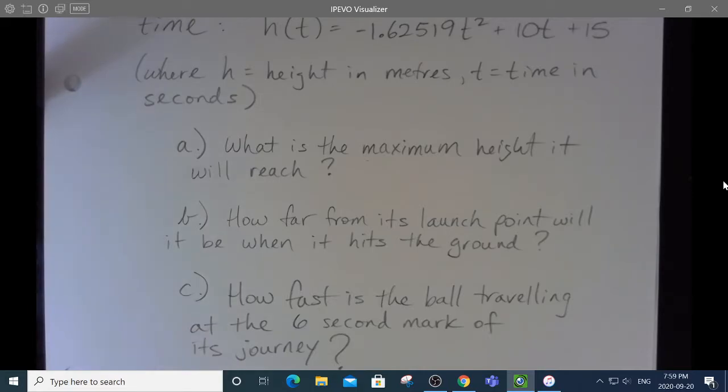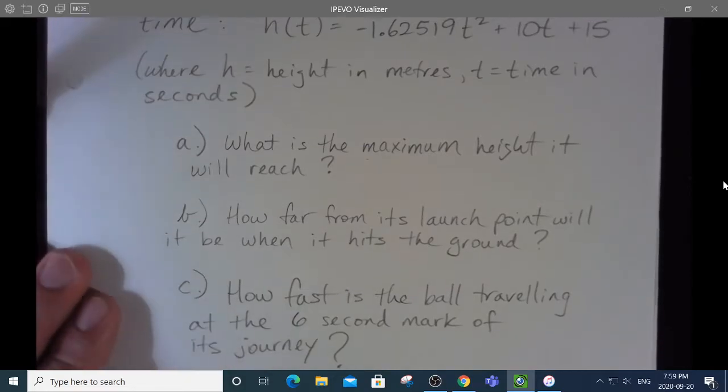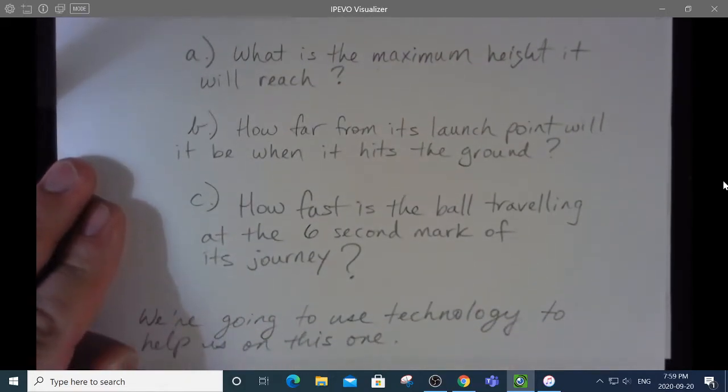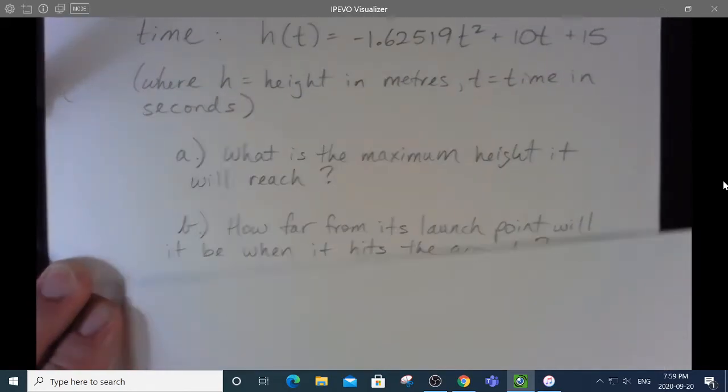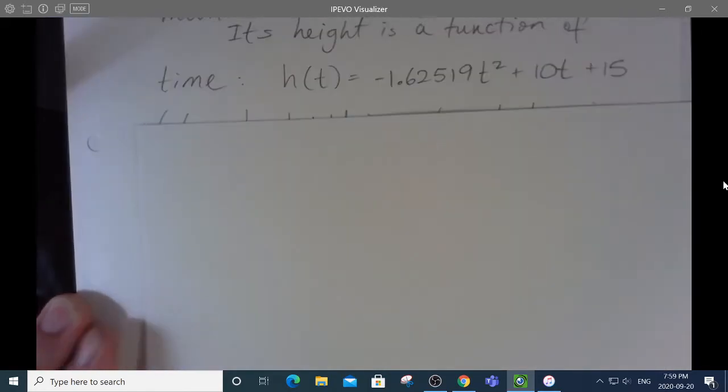So A and B you could have answered using just plain old grade 11 mathematics, but it wouldn't have been easy grade 11 mathematics, because let's sketch the situation. Oh, and I just put a little note at the bottom. You don't have to write this down if you don't want to. We're going to use technology to help us on this one, and let me show you why we're going to use technology. This is kind of an ugly equation to work with.